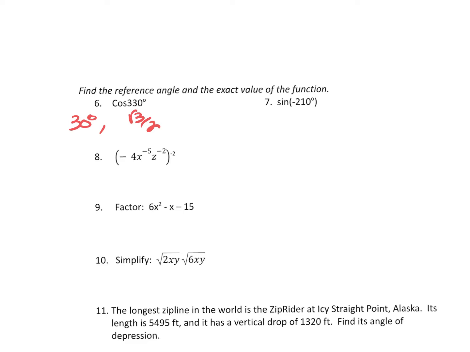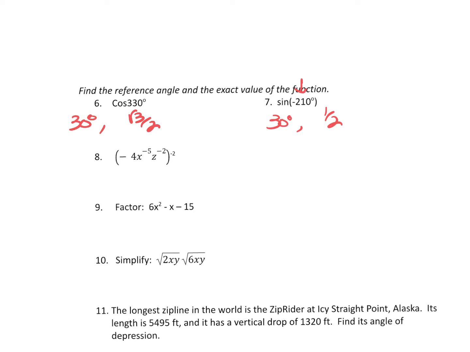Okay, number 7, sine of negative 210. 210 is also 30 degrees away from the x-axis, so the reference angle is 30. All the sines of 30-degree angles are 1/2. So you have to figure out what quadrant it is in to decide what sign to put in front of that 1/2. Negative 210 degrees would be in quadrant 2, because remember, you're going clockwise when you're doing negative angles. In quadrant 2, sine is positive, so I'm done there.